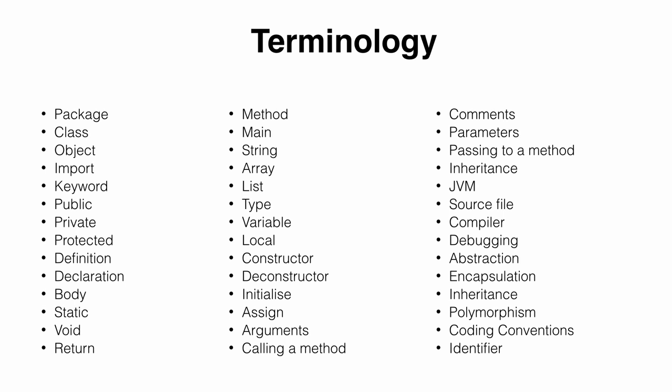So we're going to start with terminology. There's plenty more, but these are some of the words that we're going to be using and putting together when it comes to writing Java code. We've got a lot in here like package, class, object, input, constructor, deconstructor, comments, JVM, we already know what that is. Source file, we know what that is. Compiler, we know what that is. Abstraction, encapsulation, inheritance, polymorphism, we'll be getting into that later.